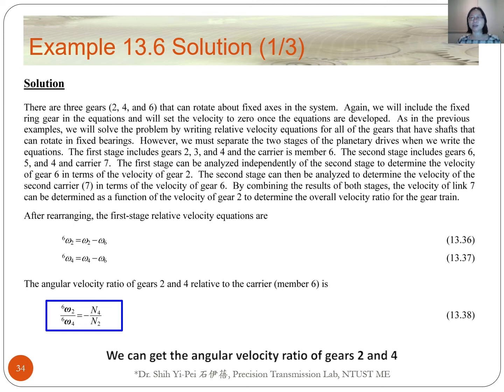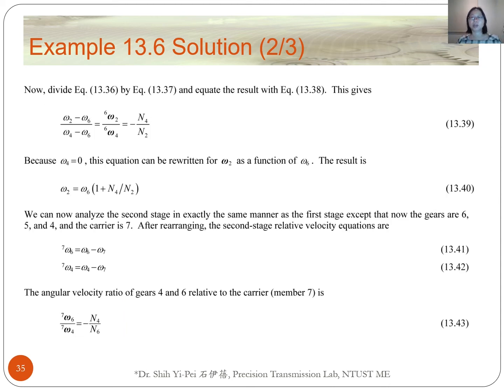We can get the angular velocity ratio of gear 2 and 4 relative to the carrier 6 is this equation. Because gear 2 and 4 have the opposite directions of rotation, the ratio is negative. Because omega 4 is equal to 0, we can get omega 2 as a function of omega 6.